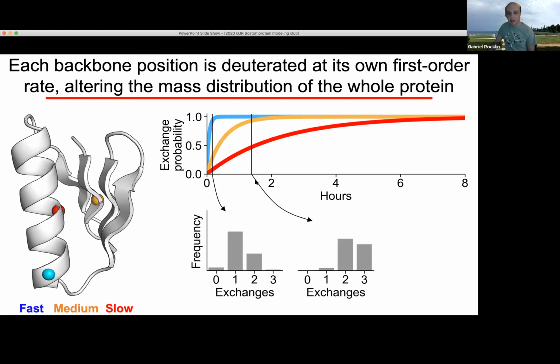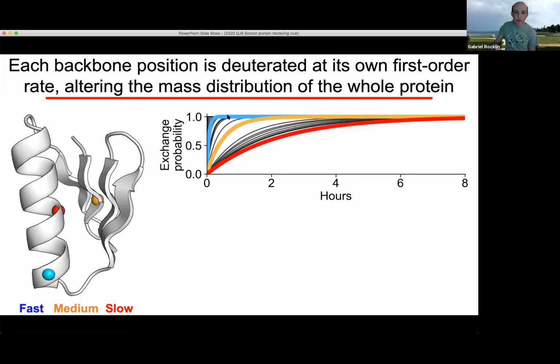At a later time point, now typically there's at least 2 exchanges because the yellow and blue have probably exchanged. And sometimes there's 3 exchanges where the red residue has also exchanged. And then at a late time point, we usually see 3 exchanges, but maybe the red hasn't exchanged yet, so sometimes there's only 2. But we're not just seeing this for 3 residues, we're seeing this for every residue in the protein. So there's a mix of first order rate constants for all the different residues in the protein.